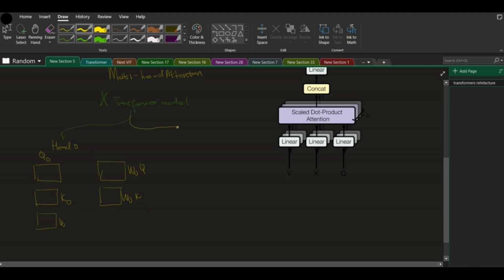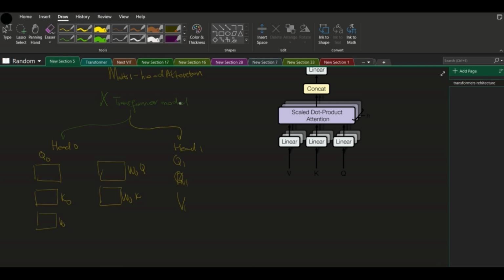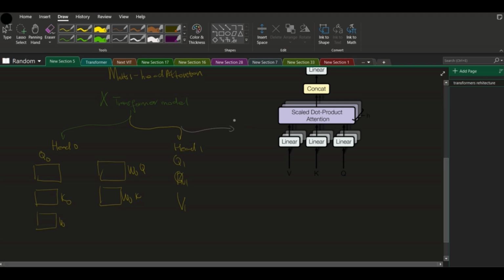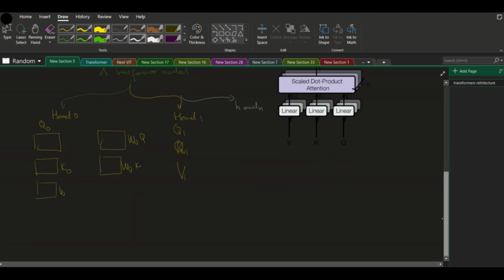Then we're going to have the same on head 1, so literally the same on head 1. So you can think here we have q1, k1 and v1. Similarly, we have the weights for these components, and we can have all of these heads all the way up to head n. Within these heads we still apply the attention mechanism.